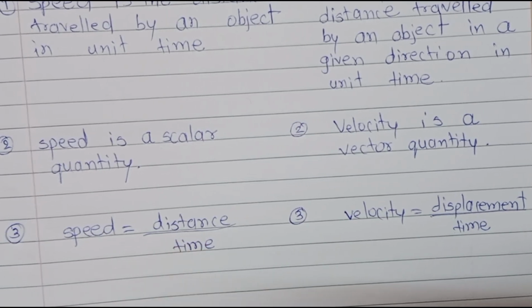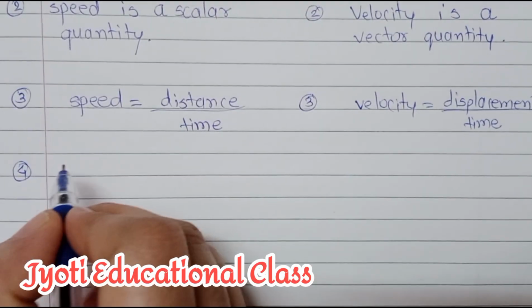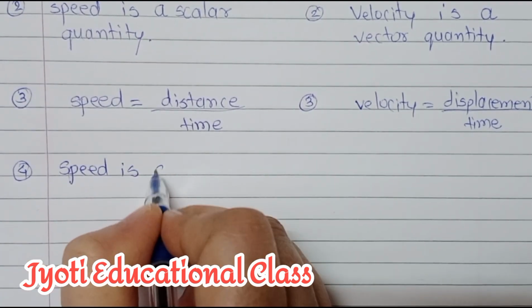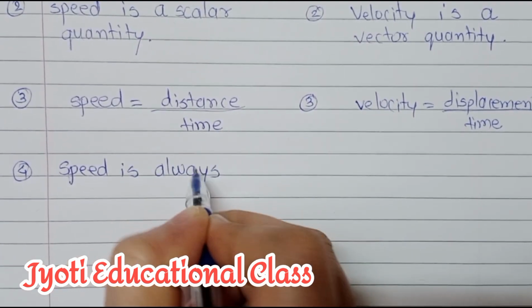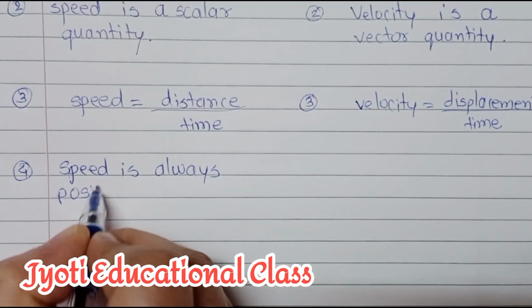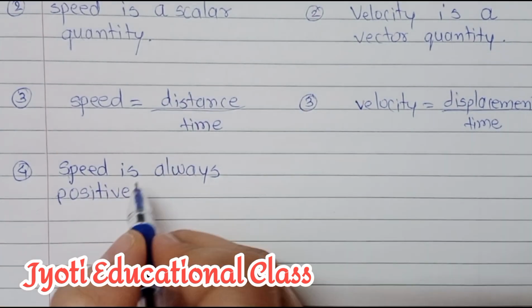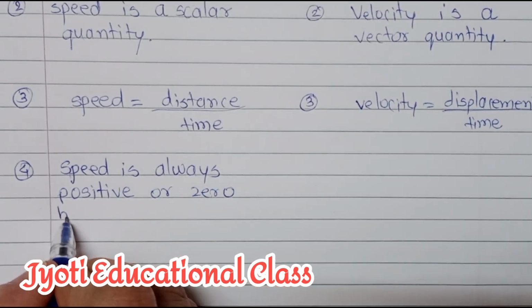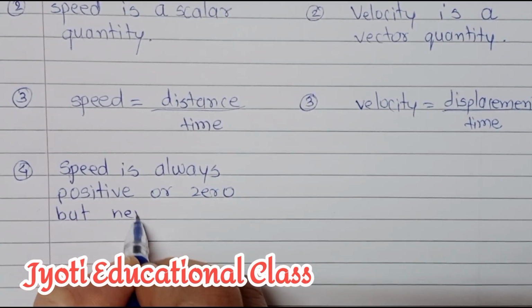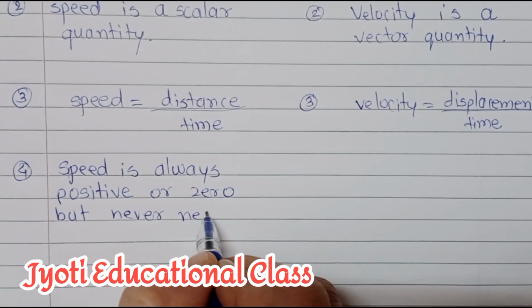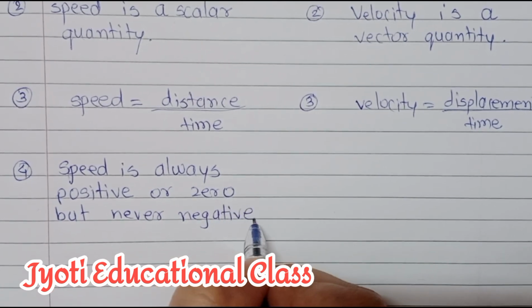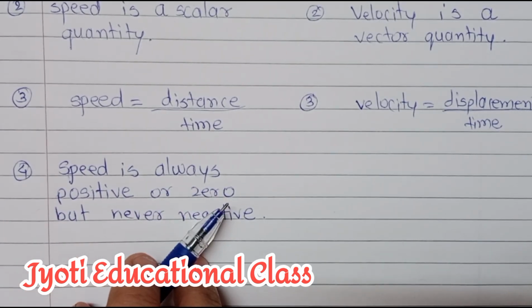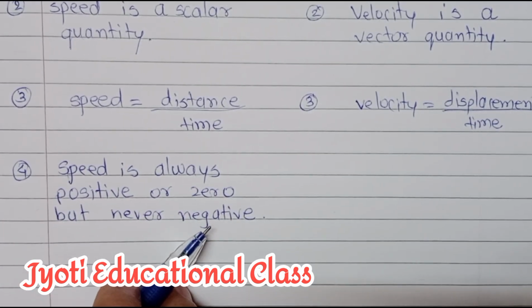Now we see the fourth point. Speed is always positive or zero, but never negative.